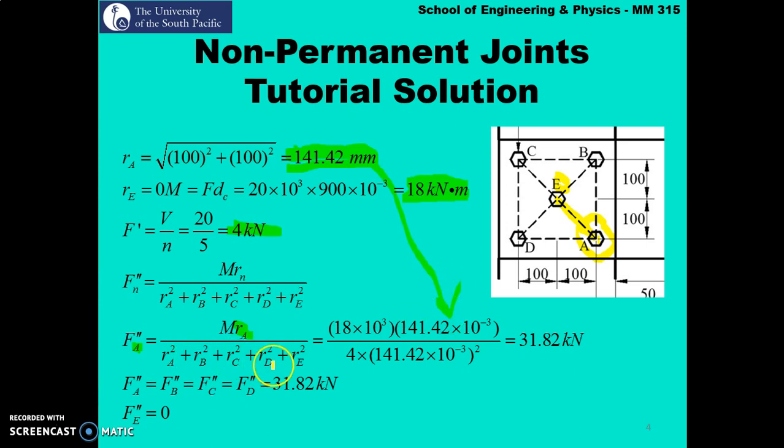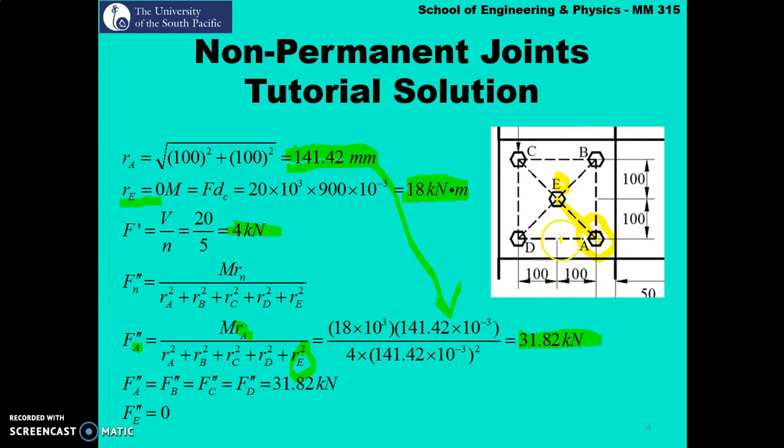When you look at your denominator, Re is simply 0 because the distance of bolt E from the centroid is 0, so this disappears. Ra, Rb, Rc and Rd have the same value. So we have 4 times Ra squared, because the distance of the bolts from the centroid for A, B, C and D are same. So 4 times 141.42 times 10 to the power of -3, whole thing squared, and we obtain a value of 31.82 kilonewton as your secondary shear acting on bolt A.